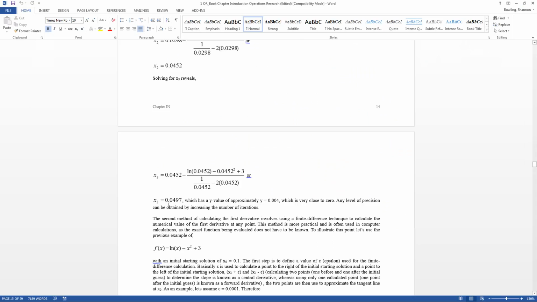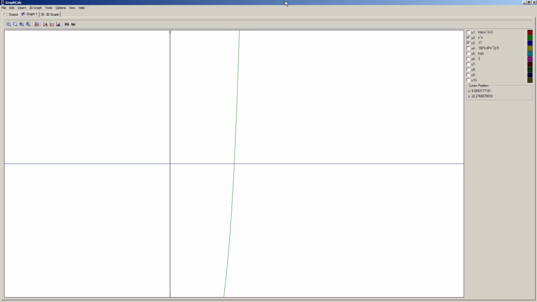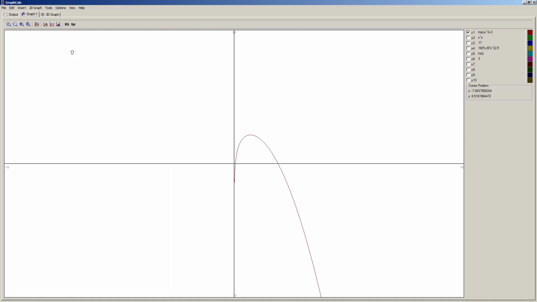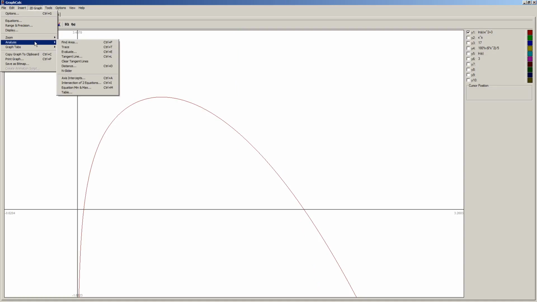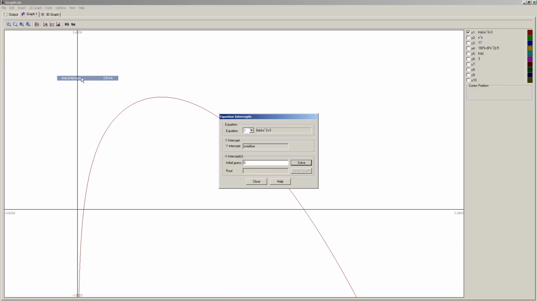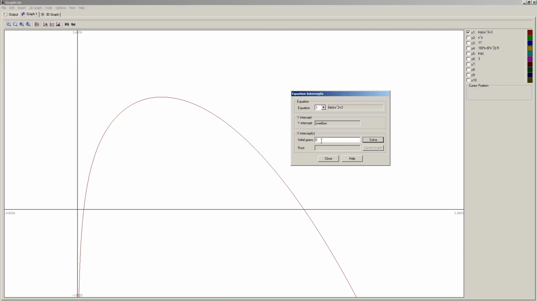Okay, so let's go in now and see what the actual value of this equation is. All right, let's go up here under Zoom, go to Standard. So here is my original equation, and here are my two roots. What I'm going to do is go to 2D graph analysis and say axis intercepts, or I could set it equal to 0. I want to let my initial guess start out at about 1.2, hit solve, and see a value of about 1.9.